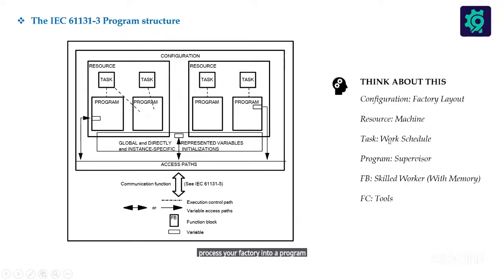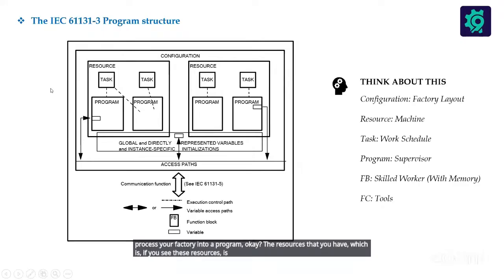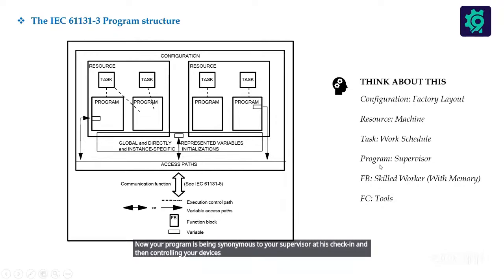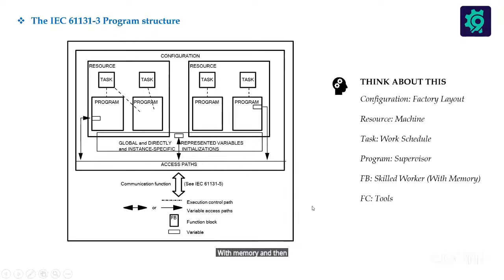Okay, the resources that you have, if you see these resources, is now the machine. This resource is serving as a machine. Then your program is synonymous to your supervisor, that is checking and controlling your devices. Then your FB is seen as the skilled worker with memory, and FC is seen as tools.